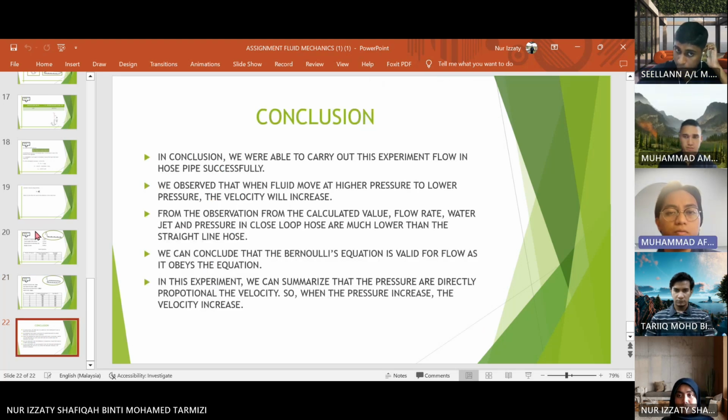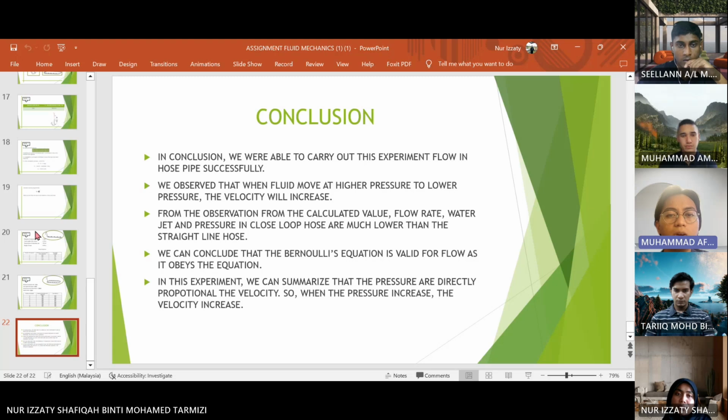This is the final part of our presentation, which is the conclusion. The first point is we were able to carry out this experiment on flow in hose pipe successfully. Second, we observed that when fluid moves from high pressure to lower pressure, the velocity will increase. And from the observation of the calculated values, flow rate, water jet, and pressure in closed loop hose are much lower than the straight line hose.